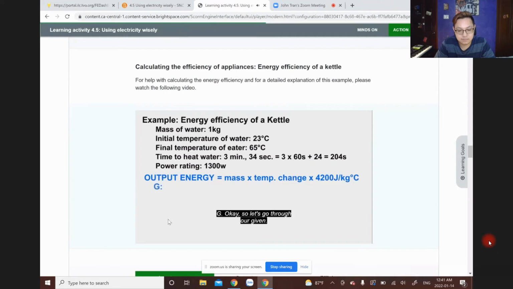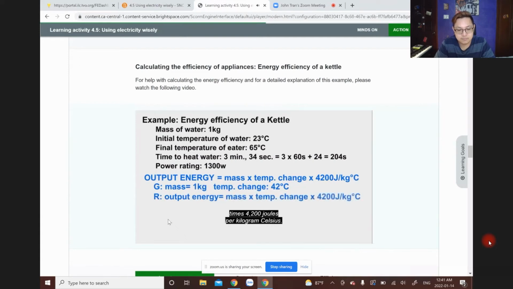G. Okay, so let's go through our givens. We know that the mass is 1 kilogram. The water temperature started at 23 degrees Celsius and went up to 65 degrees Celsius. 65 subtract 23 is 42 degrees Celsius, so our temperature change is 42 degrees Celsius. R. We are required to calculate output energy, so our output energy is equal to mass times the temperature change times 4,200 joules per kilogram Celsius.